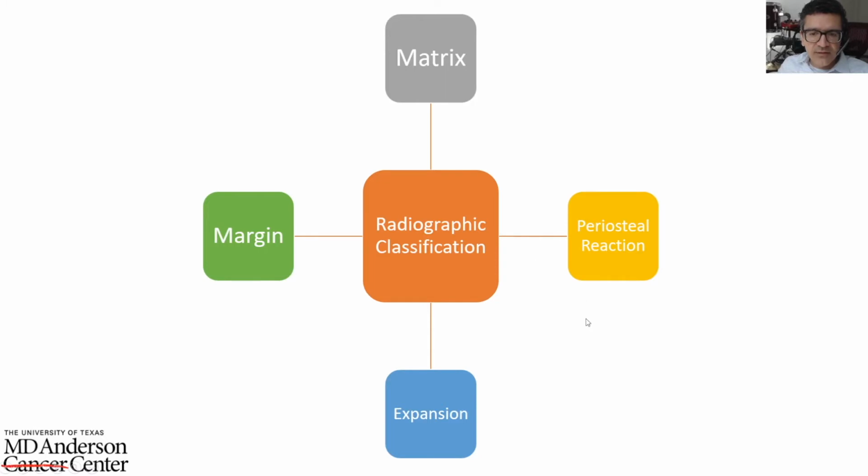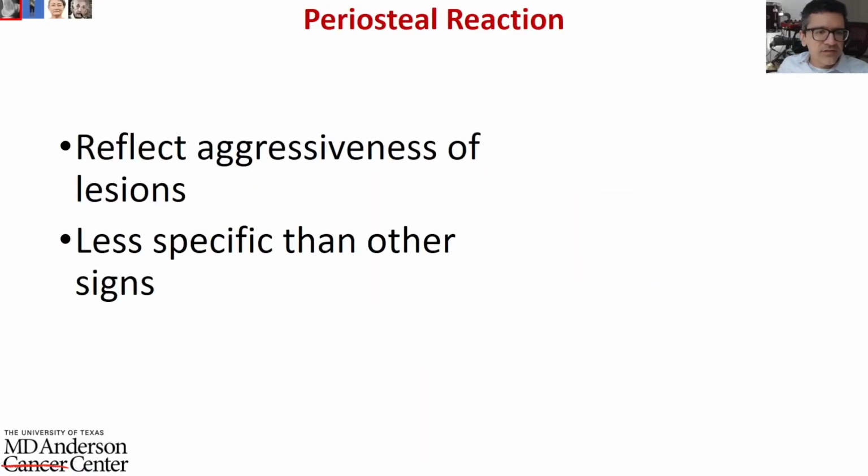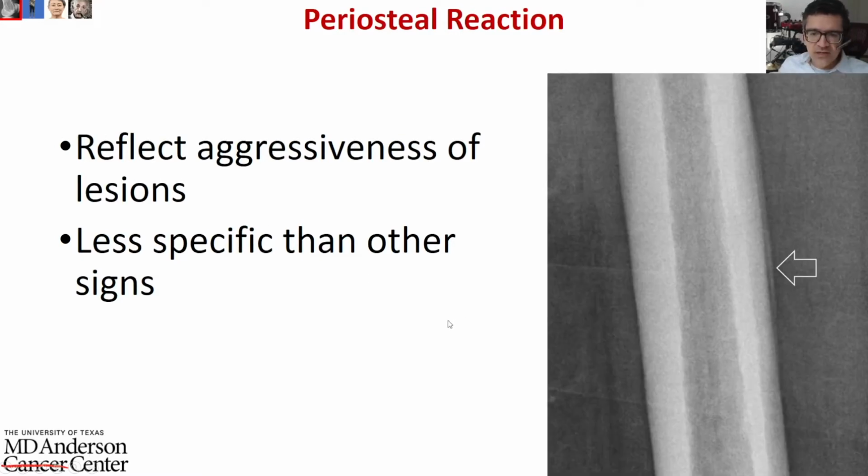Next, we're going to talk about periosteal reaction. Periosteal reaction reflects the aggressiveness of lesions. Unfortunately, it's less specific than the other signs we're going to talk about. Here's an example of a patient with a unilamellated periosteal reaction over here.